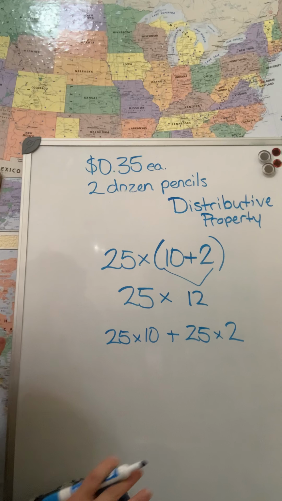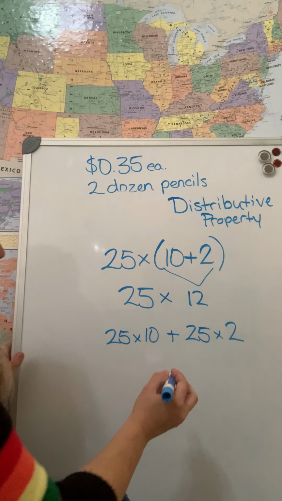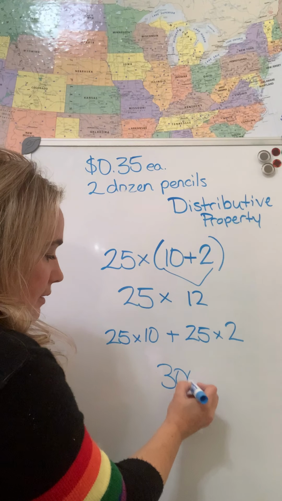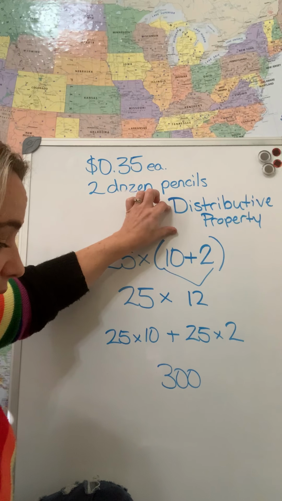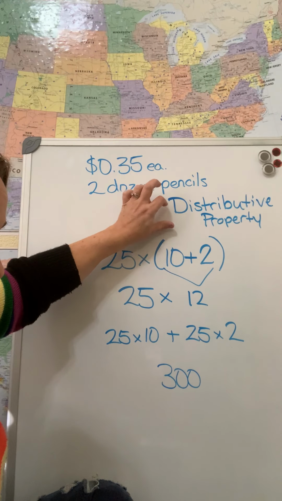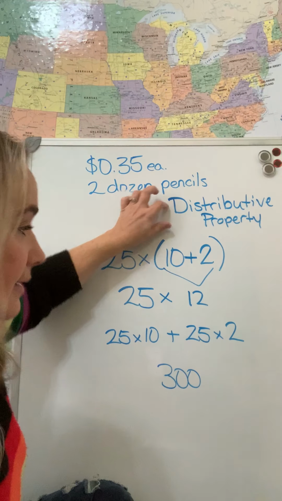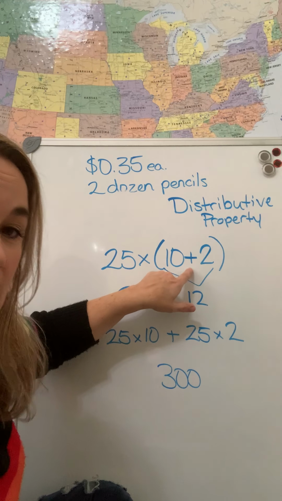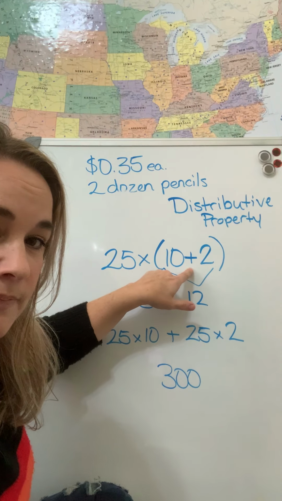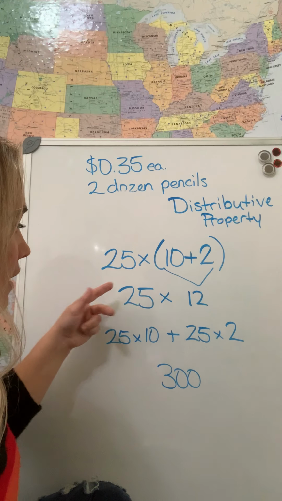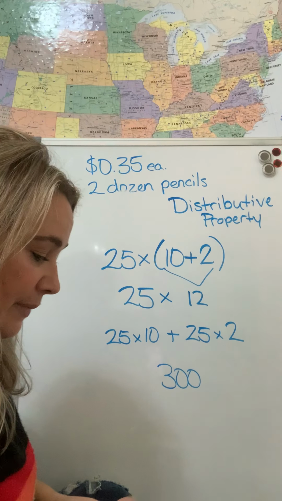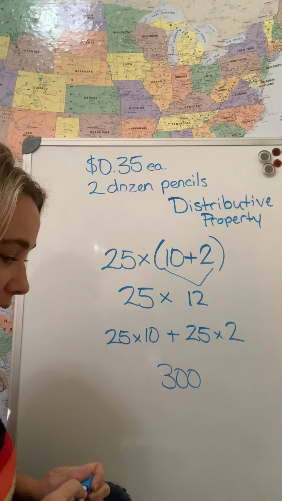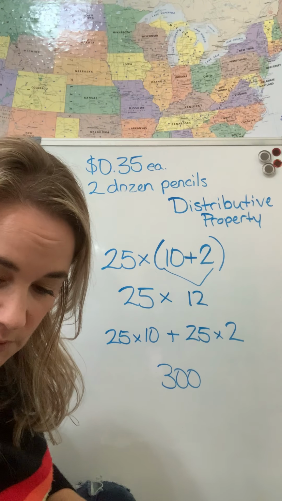So no matter which way we work out this problem, both choices result in the same answer, which is going to be 300. If you worked out all the math, okay, you would find that the distributive property says that we have two choices when we're multiplying a sum. Remember, a sum is the result of addition. So whenever we're multiplying a sum, we have two choices. Okay, that's distributive property.